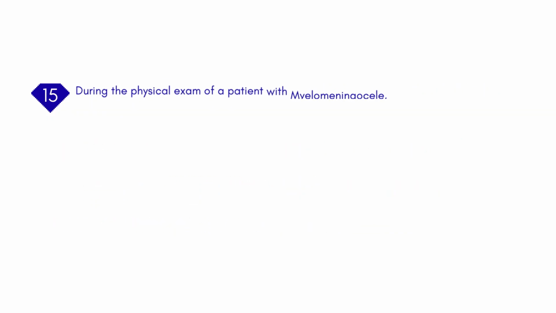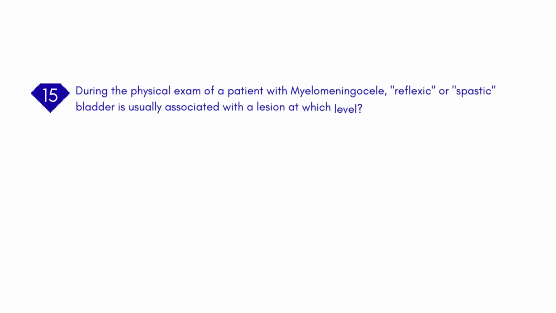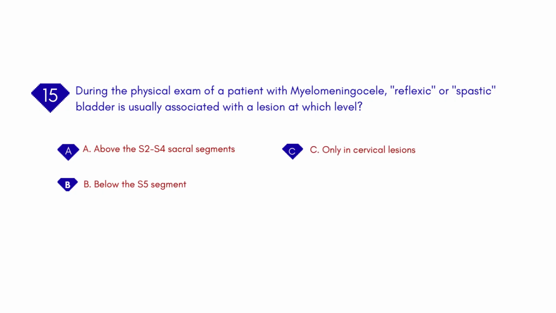During the physical exam of a patient with myelomeningocele, reflexic or spastic bladder is usually associated with a lesion at which level? A. Above the S2-S4 sacral segments. B. Below the S5 segment. C. Only in cervical lesions. D. Only in spina bifida occulta. Answer: A. Above the S2-S4 sacral segments.